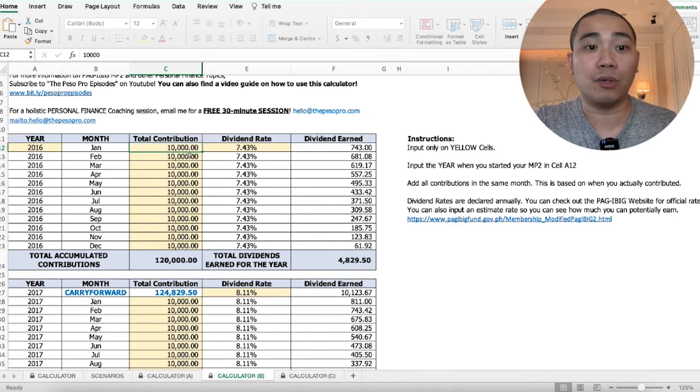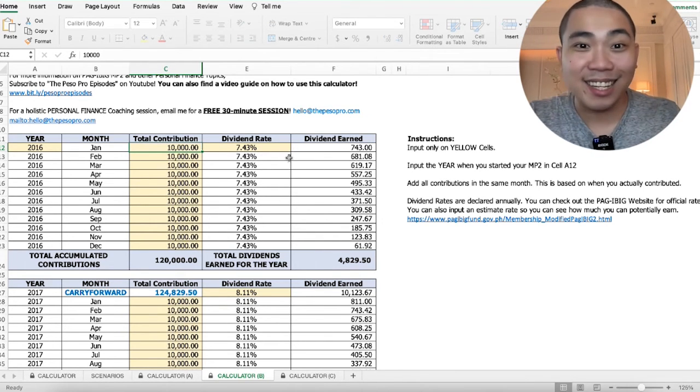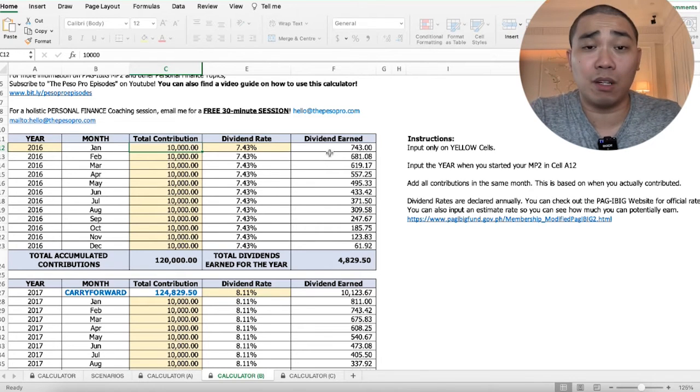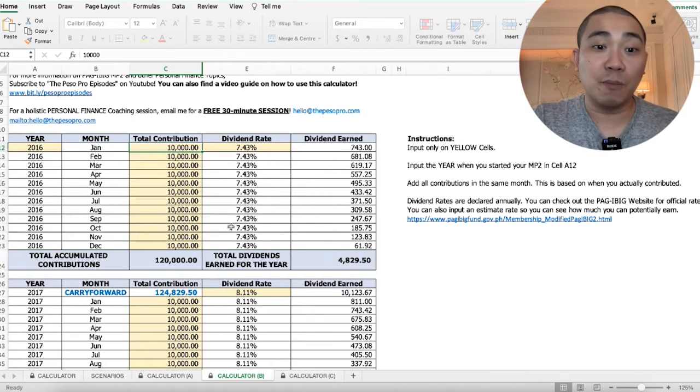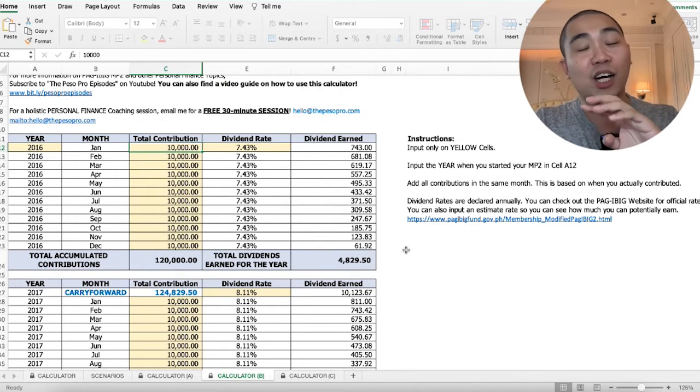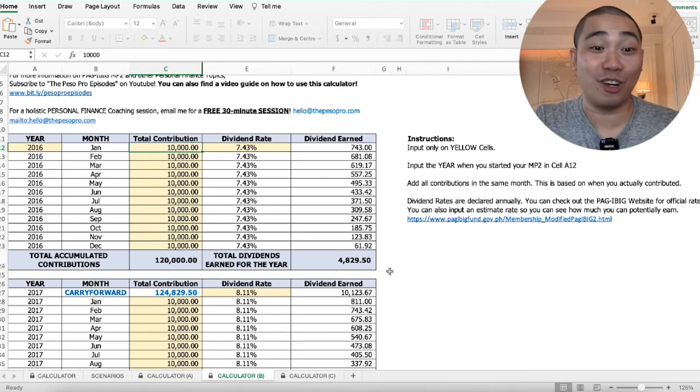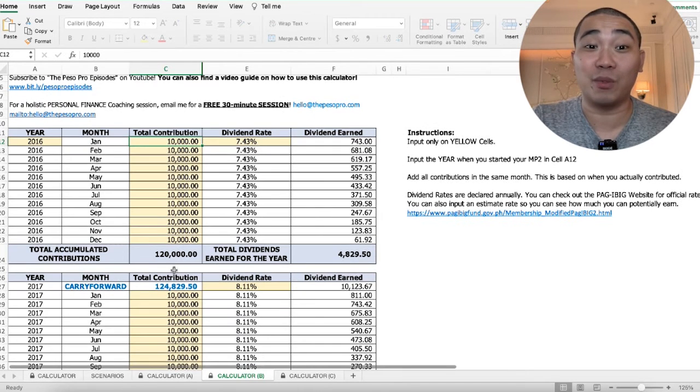So, makita nyo dito, the longer money stays in the account, the higher dividends it will earn kasi nga pinoprorate siya. So, pag nakita nyo, yung 10,000 na nilagay nung January for the same dividend rate, earned 743. Pero, yung 10,000 na nilagay nung December, only earned 61.92, which is basically 1 month out of the 12 months of the year. So, yun lang yung logic niya. At the end of the year, mag-accumulate lahat ng to, 4,829 yung na-earn ng first 120,000 mo.